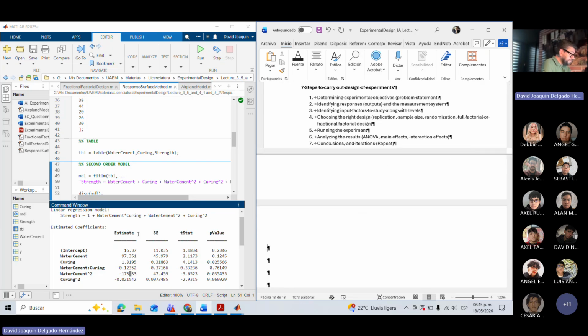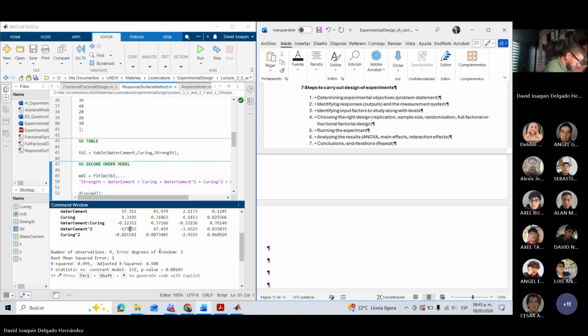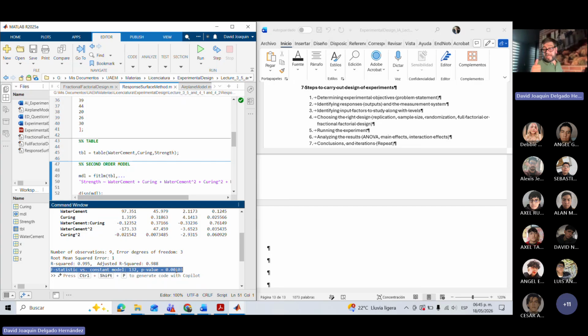So let us see. The R square is 0.995, which is very close to 1. That is a very good model. And the p-value is 0.001, which is again a very good value.